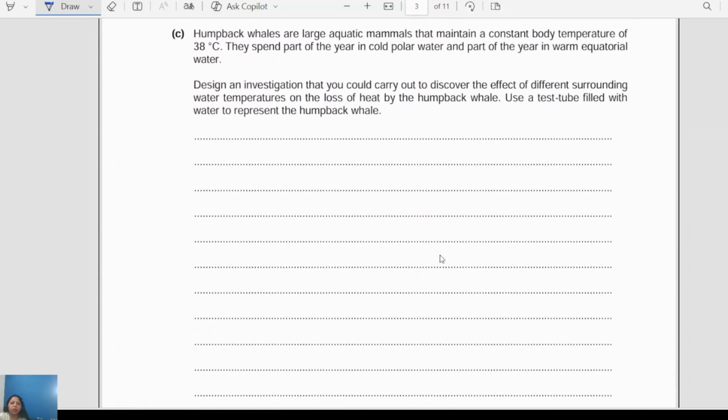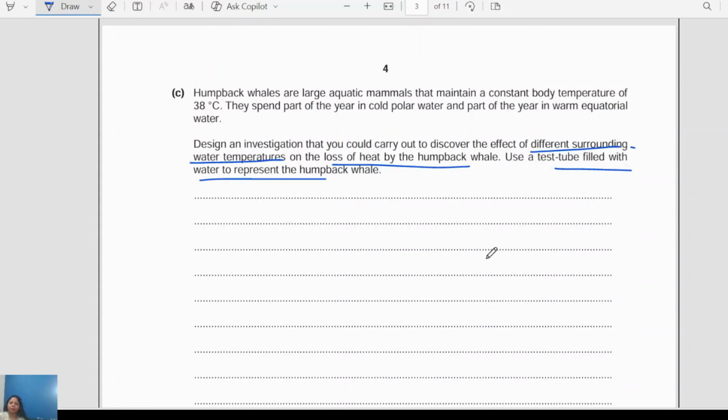Next one. Design an investigation to carry out to discover the effect of different surroundings, water temperatures on the loss of heat by the humpback whale. Use a test tube filled with water to represent a humpback whale. So basically, you have to take a test tube instead of humpback whale. They have written use a test tube filled with water to represent the humpback whale. So you have to use the same test tube like they have used in the start, on the loss of heat by the humpback whale.